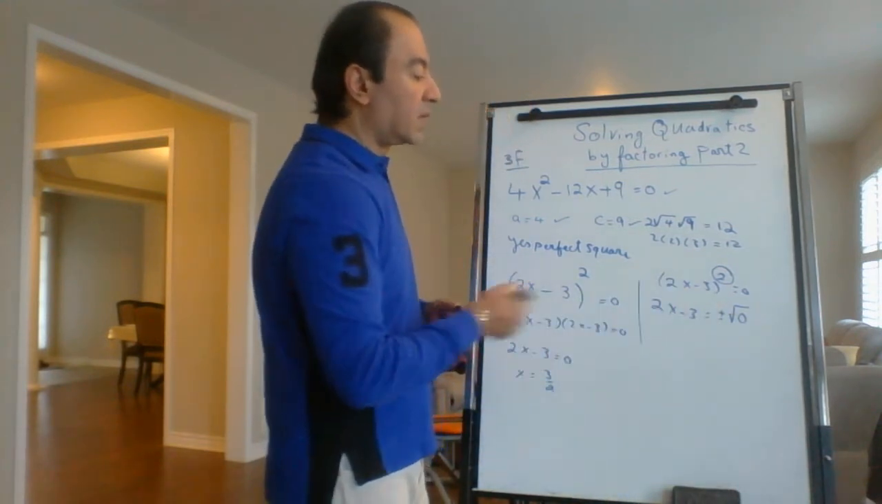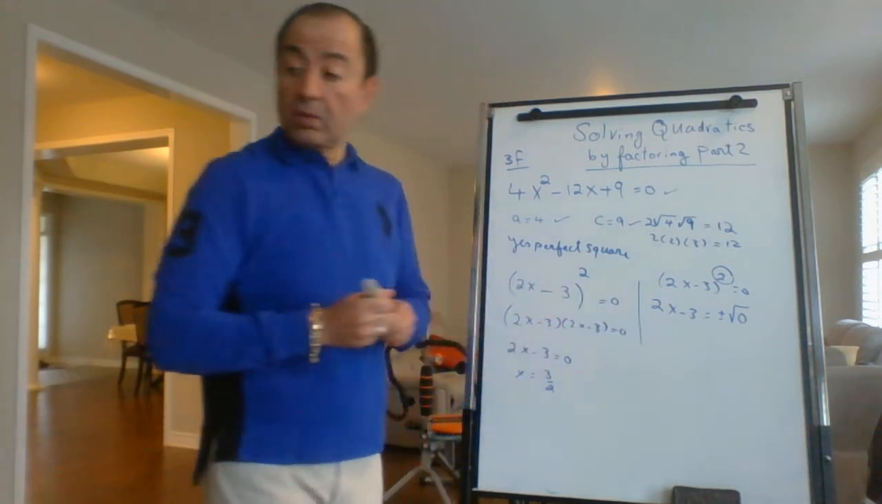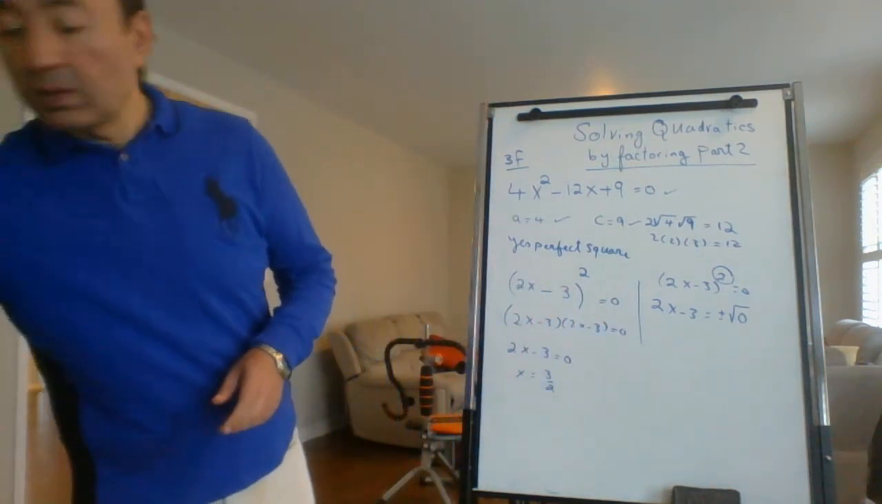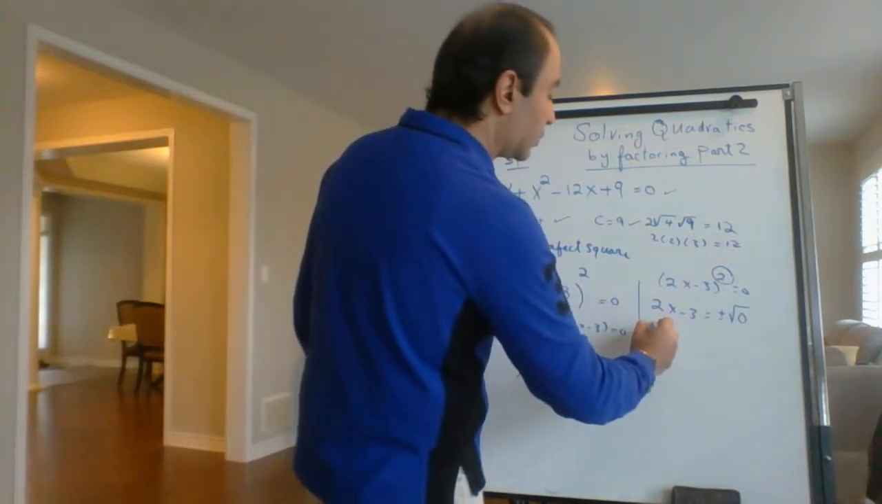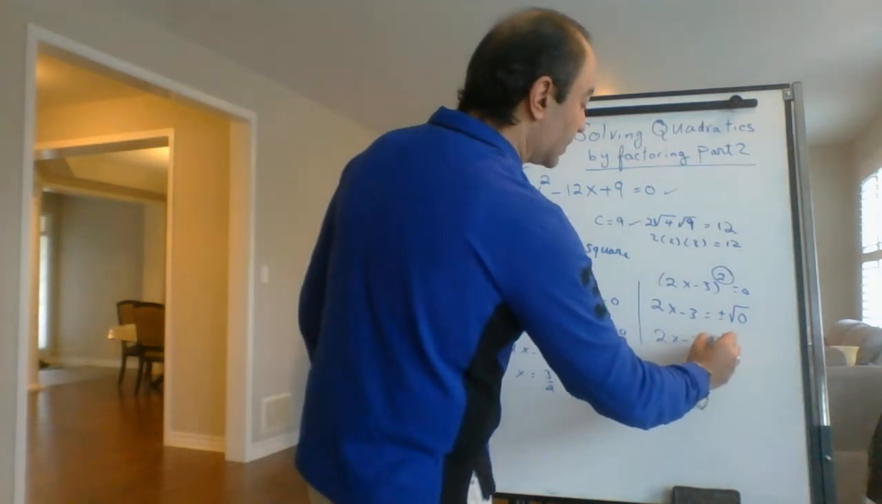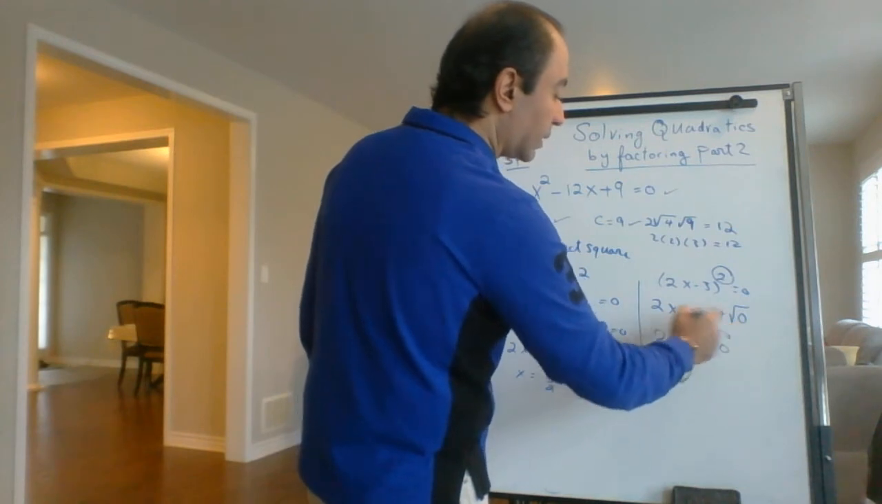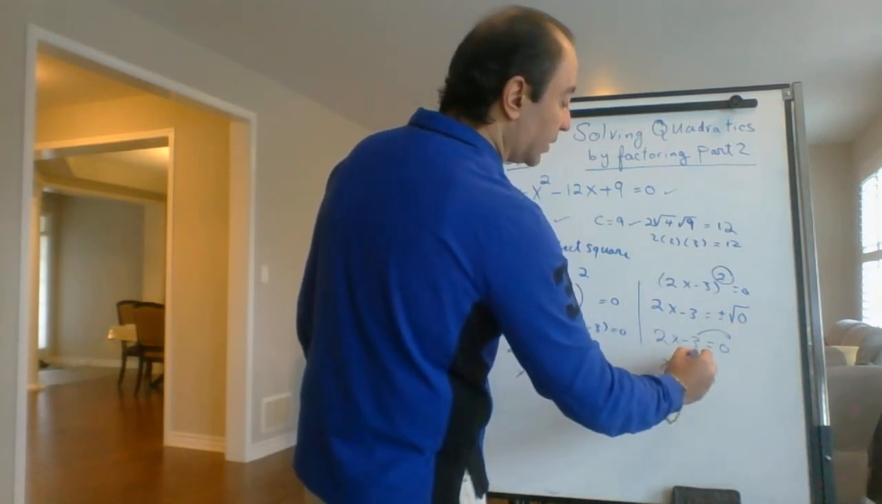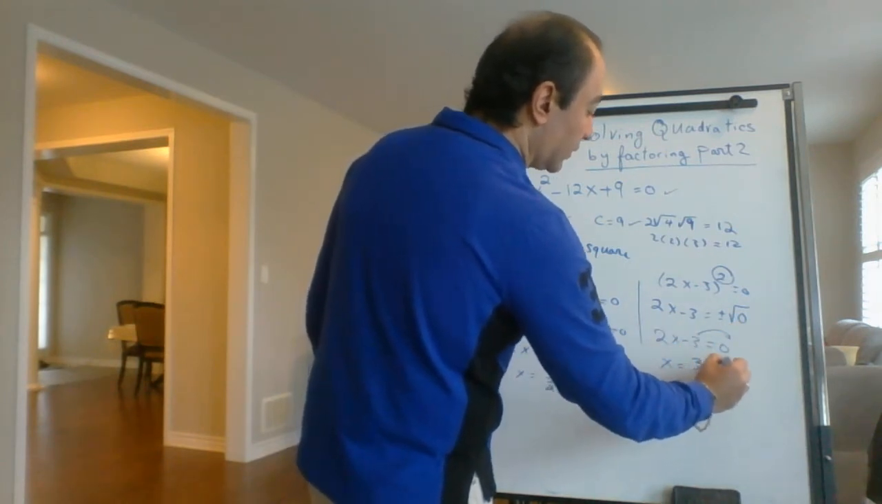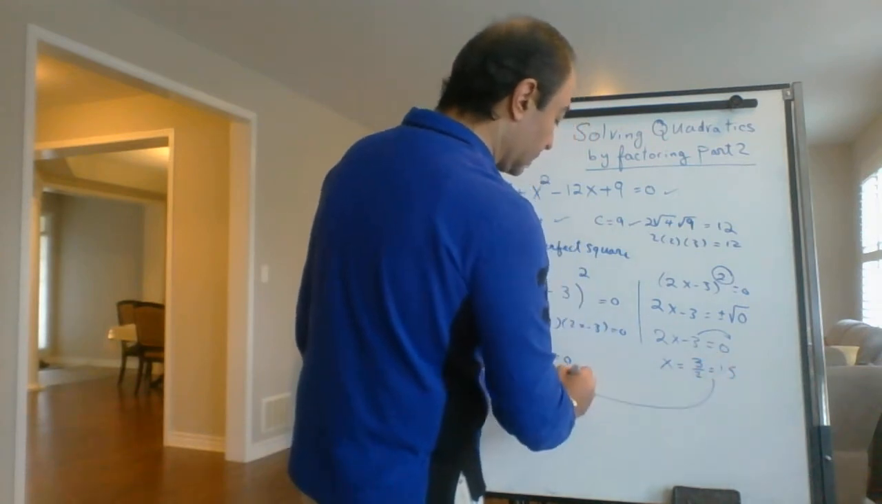So here, plus or minus square root of 0 is 0. There is no plus or minus 0. So 2x minus 3 equals 0, and we solve, so x will equal: we send the 3 over with opposite sign and we divide by 2, so 3 over 2 or 1.5, the same answer we get using this way.